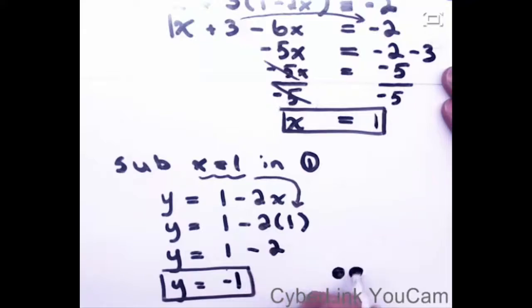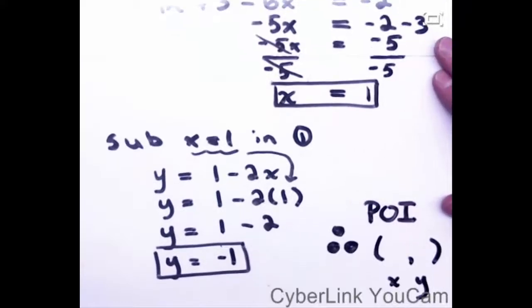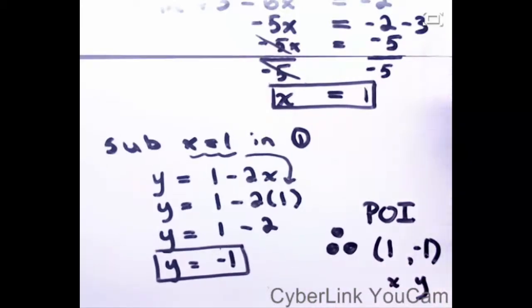which we can conclude are POI, which we write as a point. X goes first, then y. Okay, so here we go. Our POI, our x value was 1, and our y value was minus 1. So that's where these two lines, if graphed, would intersect, the POI.